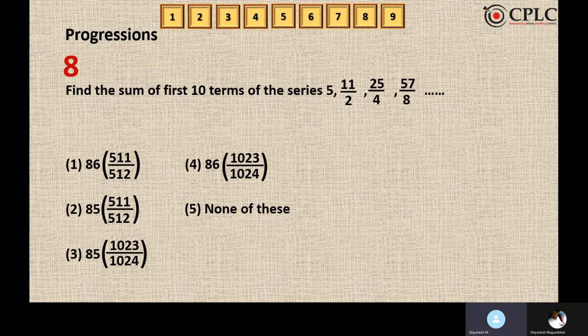Eighth one, the best question of this series for so many reasons, and it is sometimes very difficult to realize the logics and the approaches. That is why you should pay more attention to them. Sum of the first 10 terms of the series.